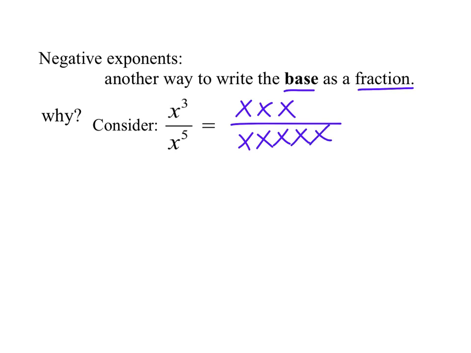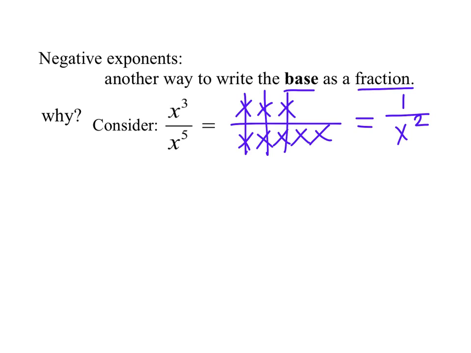Okay. So 3 on the top, 5 on the bottom. Anything divided by itself is 1. Those go away, so I'm left with 1 on the top because there's only 1 left on the top, and x squared on the bottom, so hopefully that's understandable.